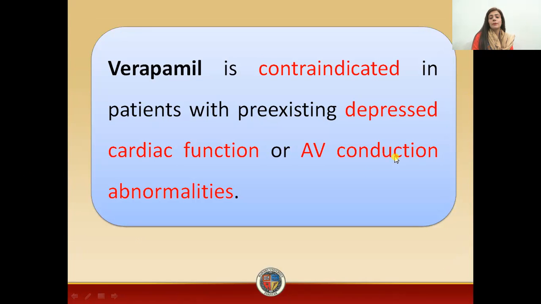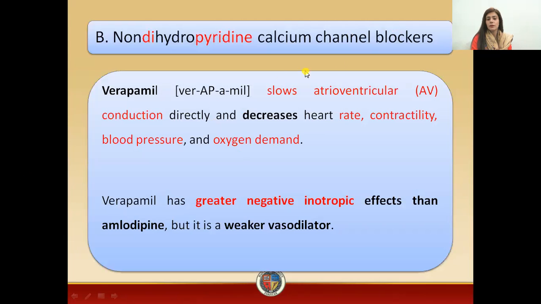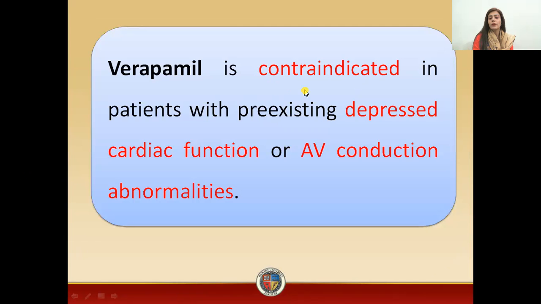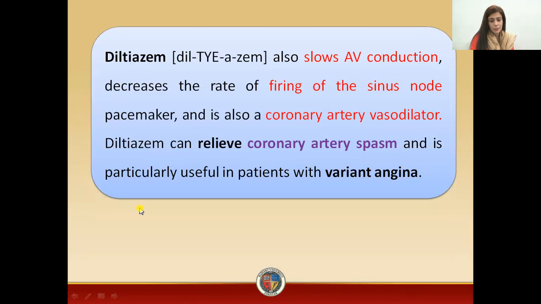Verapamil is a drug that slows down your AV conduction, so it is contraindicated in patients with depressed cardiac function or AV conduction abnormalities. Now coming towards diltiazem, this is a drug that will slow the AV conduction like the previous drug. It will decrease the firing rate of the SA node, which decreases the pacemaker activity.